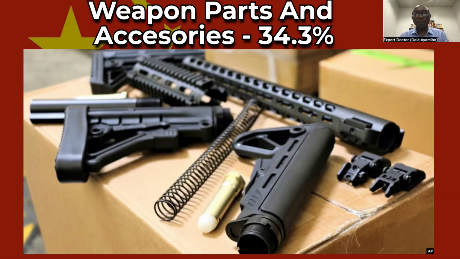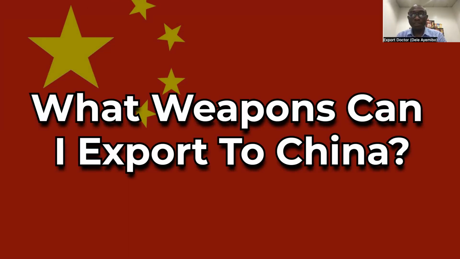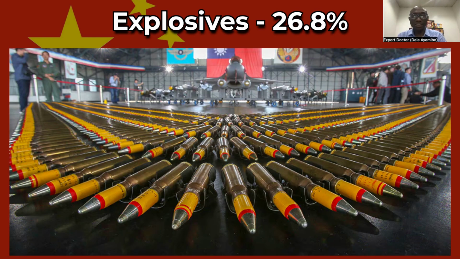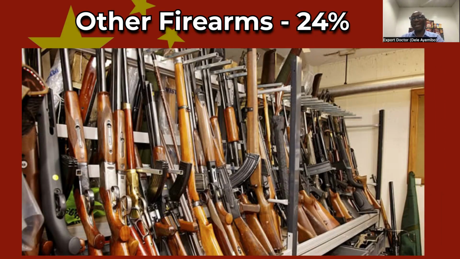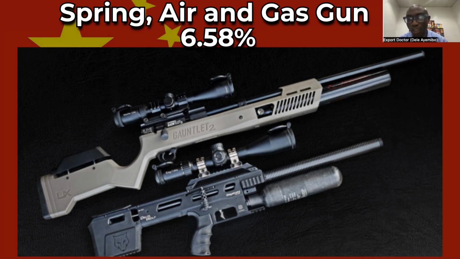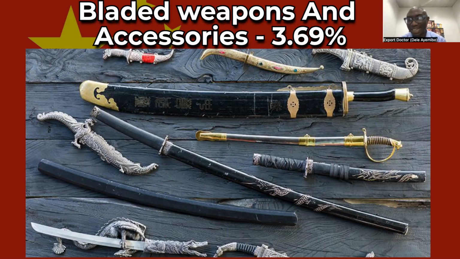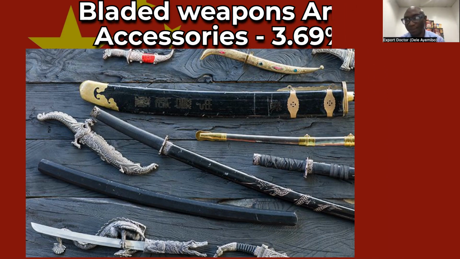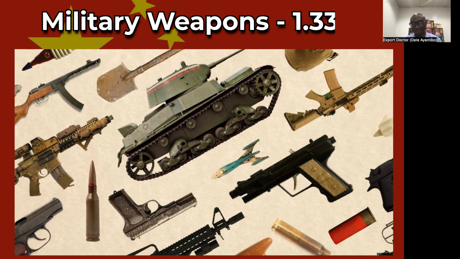Produce them internally. Weapon parts and accessories, 34.3% of the $9.17 million. Explosives, 26.8% of the $9.17 million. Other firearms, 24% of the $9.17 million. Handguns, 4.99% of the $9.17 million. Spring, air, and gas guns, 4.8%. Bladed weapons and accessories, 3.69%, and military weapons, 1.33%.